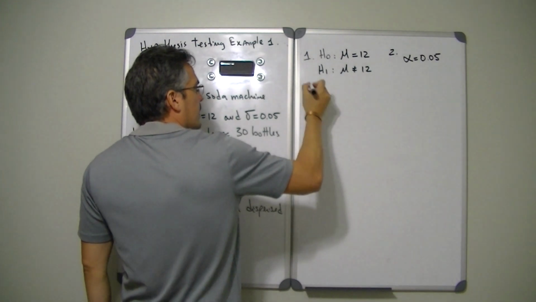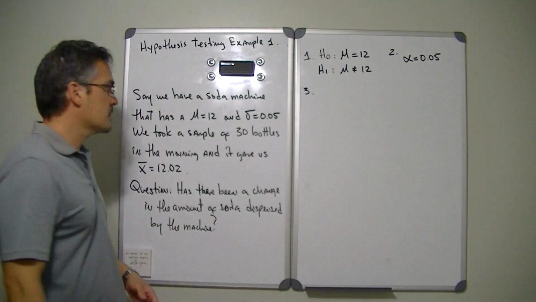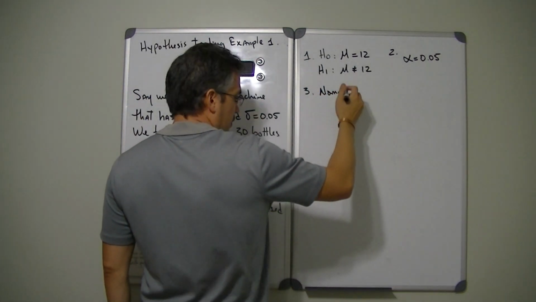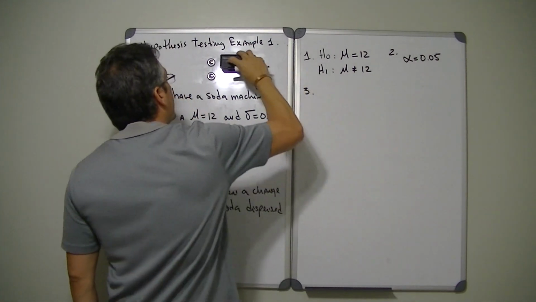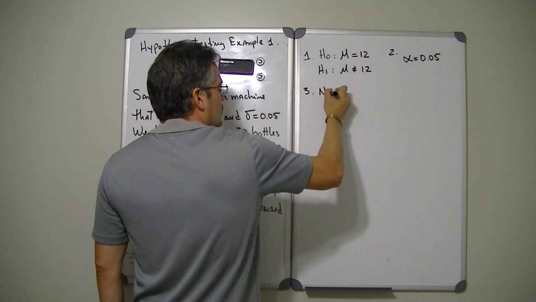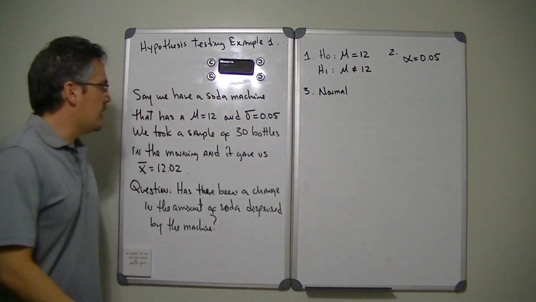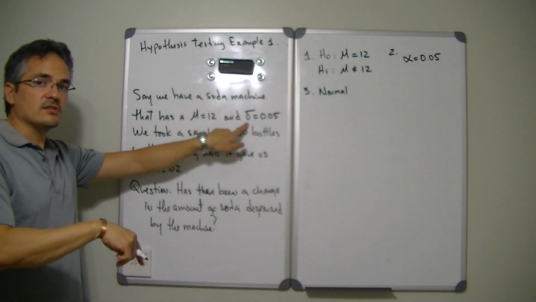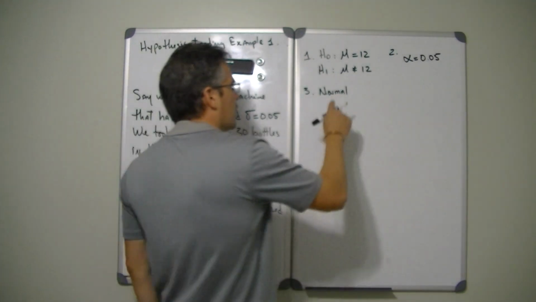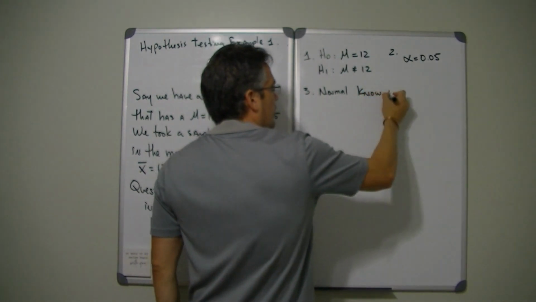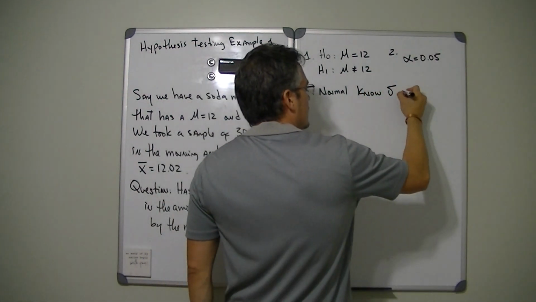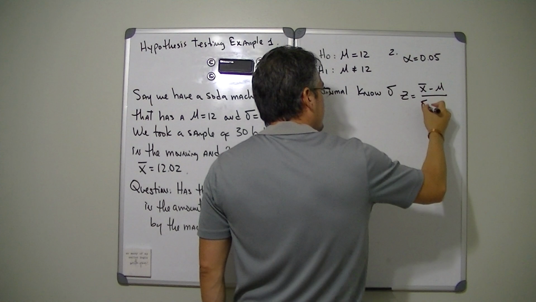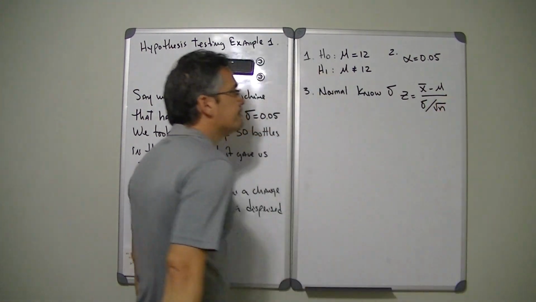Now for step number 3, we need to figure out which test to run. In this case, we're going to assume normality, because those are the only ones that I'm teaching you at this point. Once you assume a normal distribution, we need to know whether we know our sigma or not, and in this case our population standard deviation is provided. Therefore we're going to be using our z-test, which is x bar minus mu over sigma divided by square root of n.